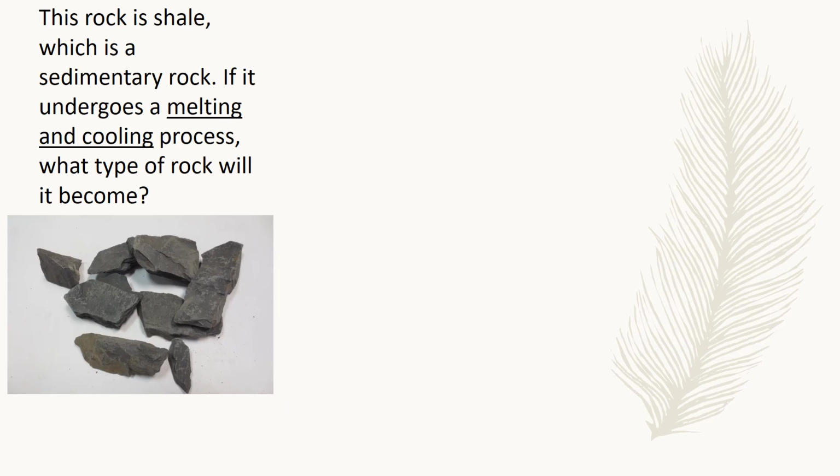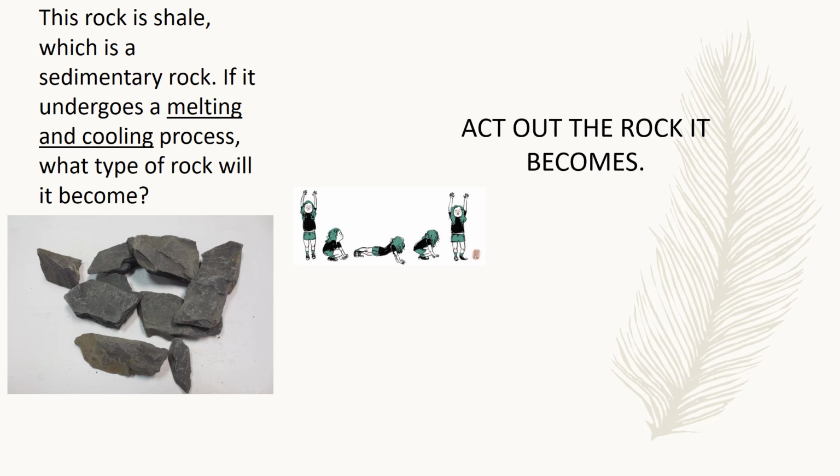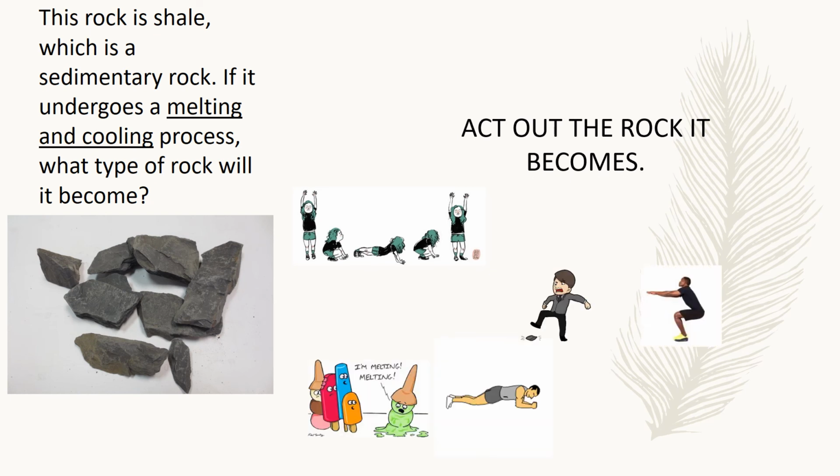This will be our last one. This rock is shale, which is a sedimentary rock. If it undergoes a melting and cooling process, what type of rock will it become? I want you to act it out. Is it metamorphic, sedimentary, or igneous? Whichever one you think it turns into after undergoing a melting and cooling process, act it out. Pause the video, do the exercise, and hit play when you're ready.